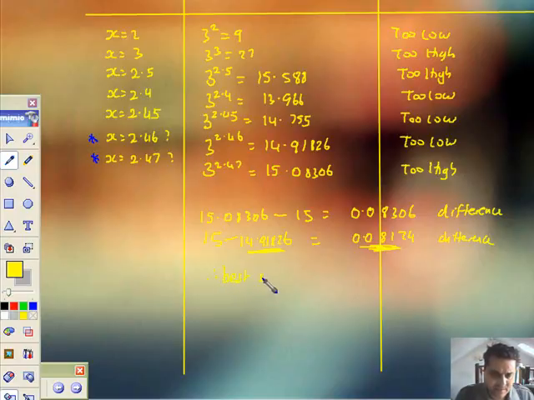Therefore, best solution, x equals, that one there, 2.46 to 2 decimal places. Is that alright? And that's good. There you go. Close as we can get.